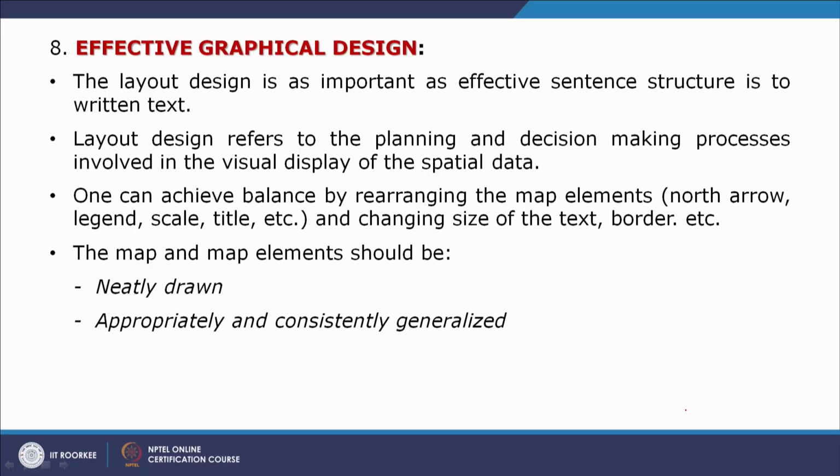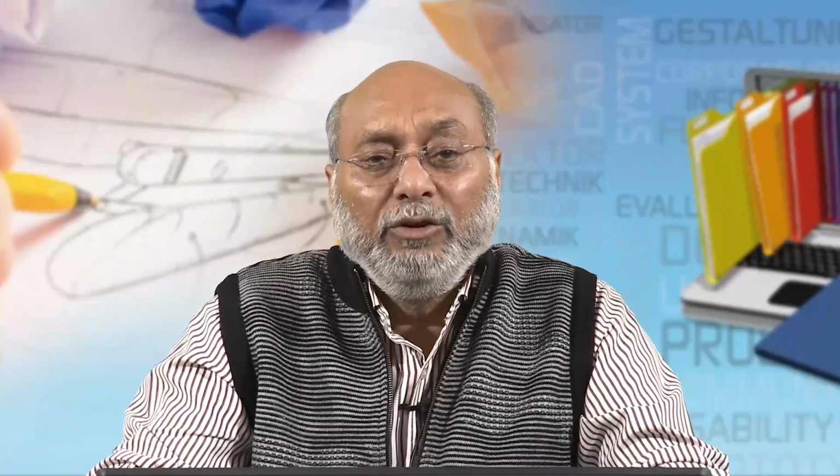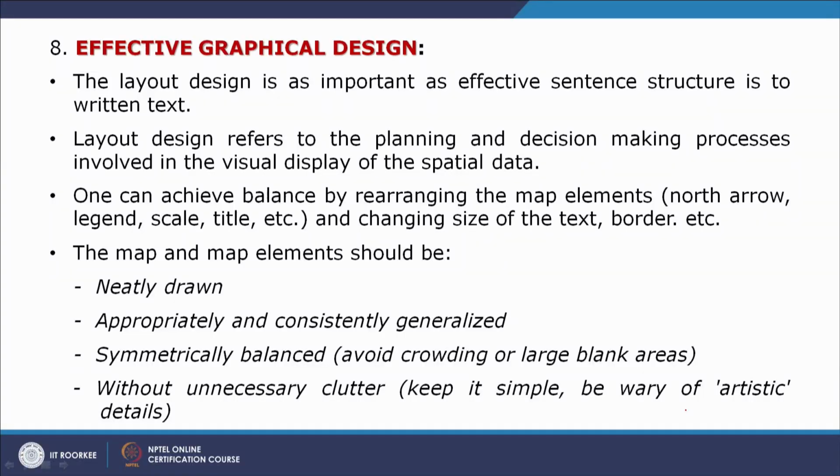The second point is that a map should be appropriately and consistently generalized, depending on what you want to emphasize. If I take you back to here, the boundary of India or state boundaries are generalized. All details of Indian boundaries are not shown here, it is a generalized boundary, because the purpose of this inset map or locator map is just to show the study area within India. So, it is not required to have all details, and a generalized map can be put there.